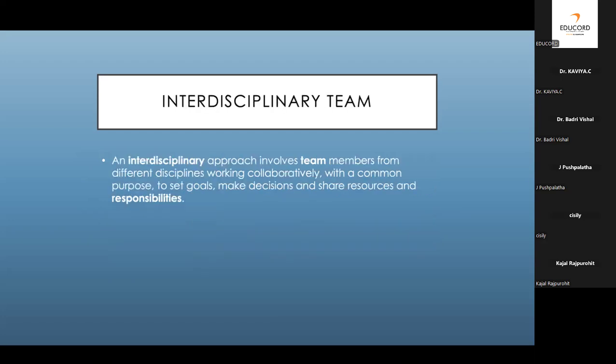Yes, sir. So the interdisciplinary team approach involves team members from different disciplines working collaboratively with a common purpose to set goals, make decisions, and share resources and responsibilities. One thing we need to understand while working in a team, whether you have your own setup and people working under you, is that you are a team. You might be the boss, you might be the owner, but you need everyone's inputs to manage an elderly patient and get the best out of the system.